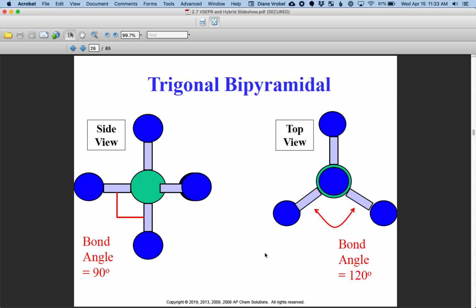Now, with trigonal bipyramidal, we actually have two different bond angles. Notice this is a side view, and if you were looking at the molecule from the side, it does actually have 90 degrees between the central atom and its two charge clouds. But if you were to look at it from the top, notice that the bond angle between the central atom and the two charge clouds is 120. So yes, you would need to know these two different bond angles.